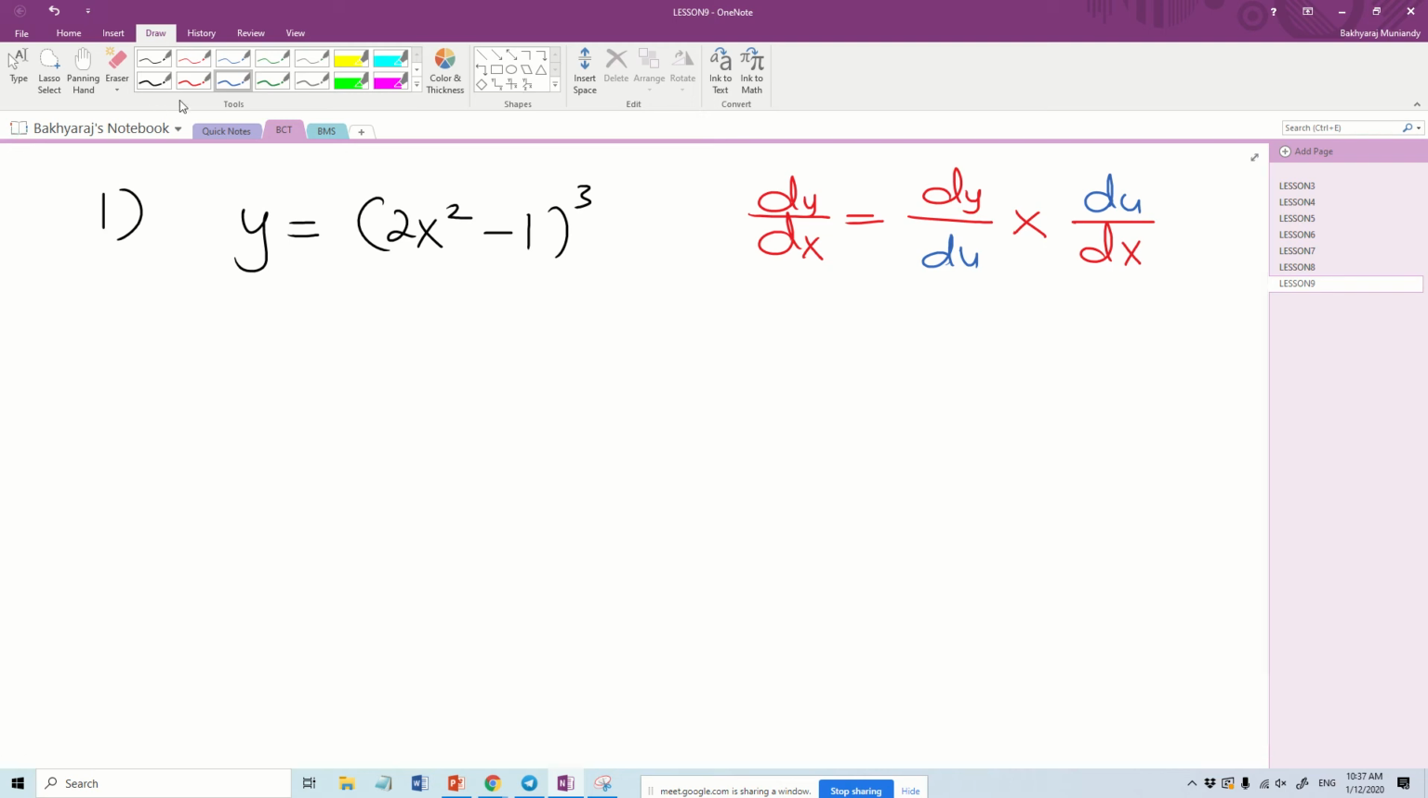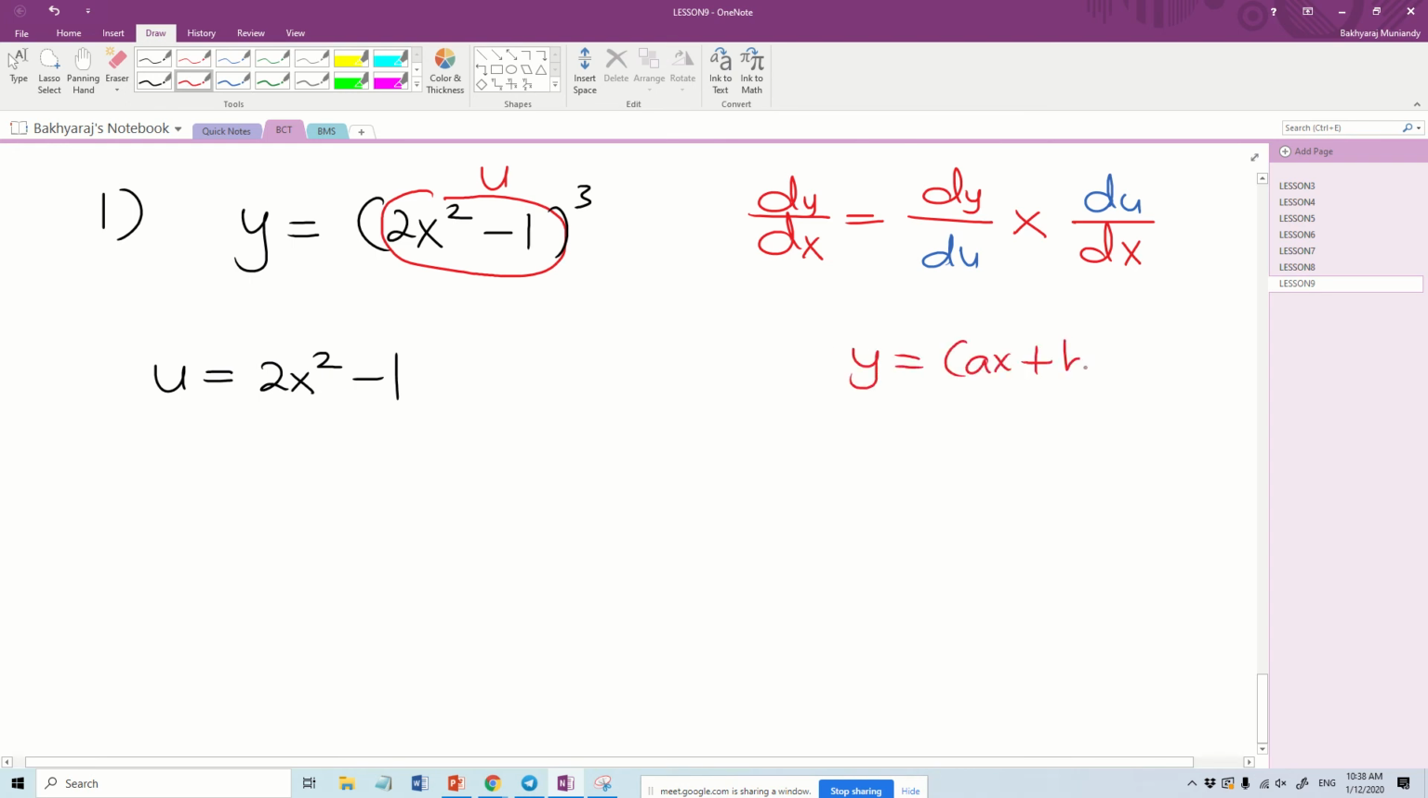Now what I'm going to do here is put u equals 2x squared minus 1, meaning I'm going to convert this into u. This is not linear, this is quadratic. Remember last time we had this formula: y equals (ax plus b) power of n, and we did a times n times (ax plus b) power of n minus 1. This one only applies when it is linear.